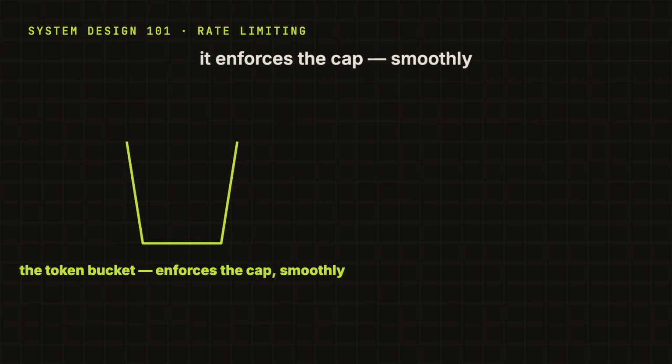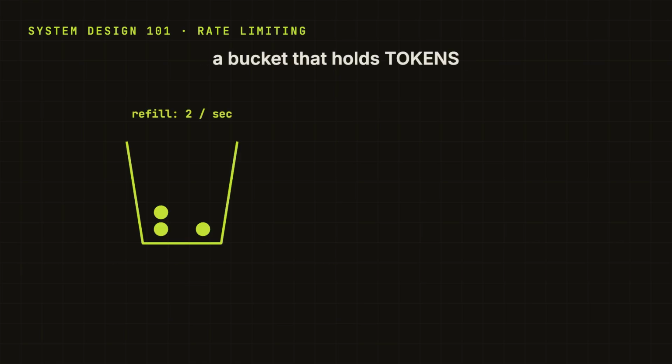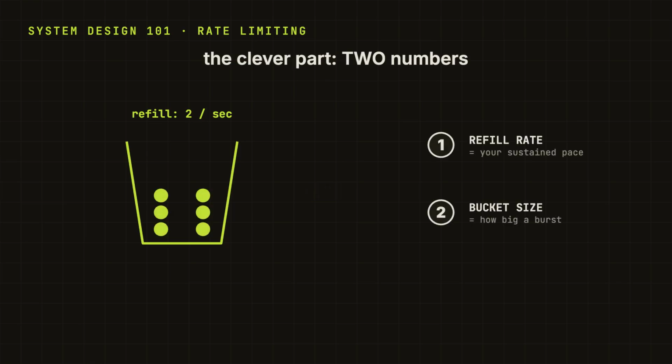And remember that so many per minute cap from a moment ago, that is just how you actually enforce it smoothly. So imagine literally a bucket that holds tokens, and tokens drip into it at a steady rate. Let's say two tokens every second. Now, every request that comes in has to grab one token to get through. Token in the bucket? Take it. Go through. Bucket is empty? No token. Refused. And the clever part, there are actually two numbers there, and they do two very different jobs.